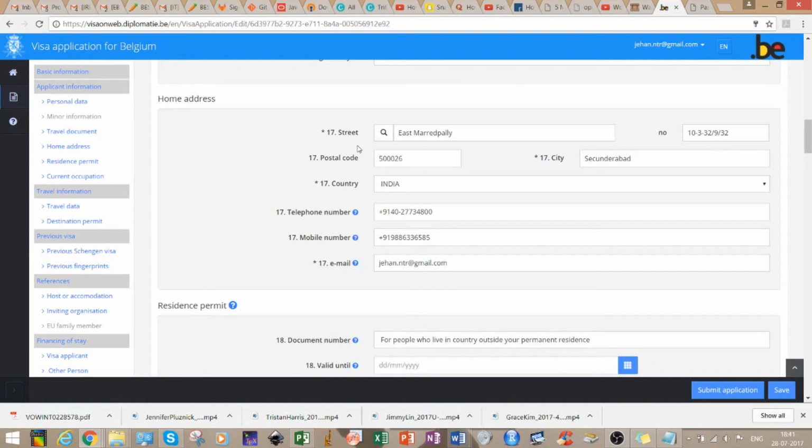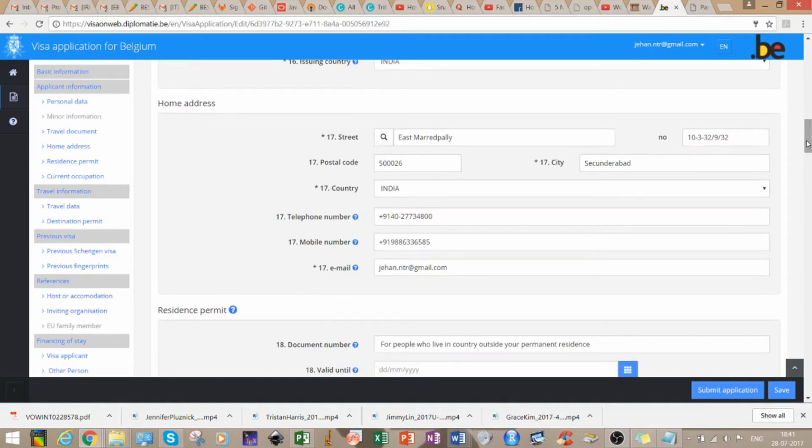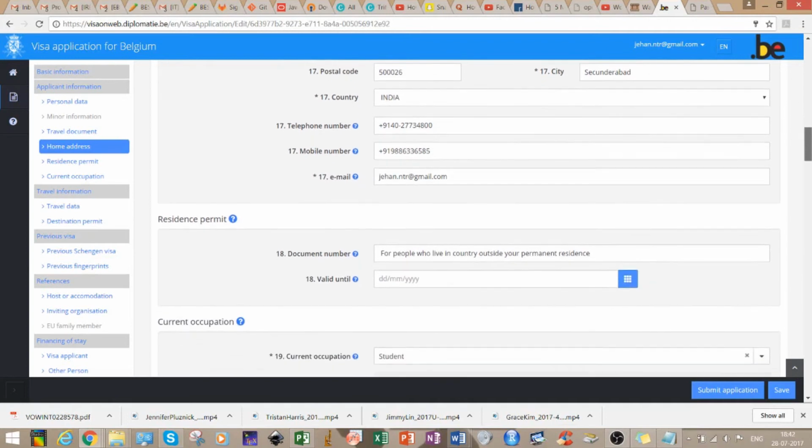Your home address. Now, this is your permanent address. As per the passport, please fill up the details. It is very important that this address is the same as the passport address. Accordingly, I have filled up the details with postal code. Many people ask me what the house number is. So in India, do you know the 10-3-32, this long number that you usually have? That is your house number. To be more exact, this is your house number. This is your street number. So street number 9 and 32 is another number which I really don't know.